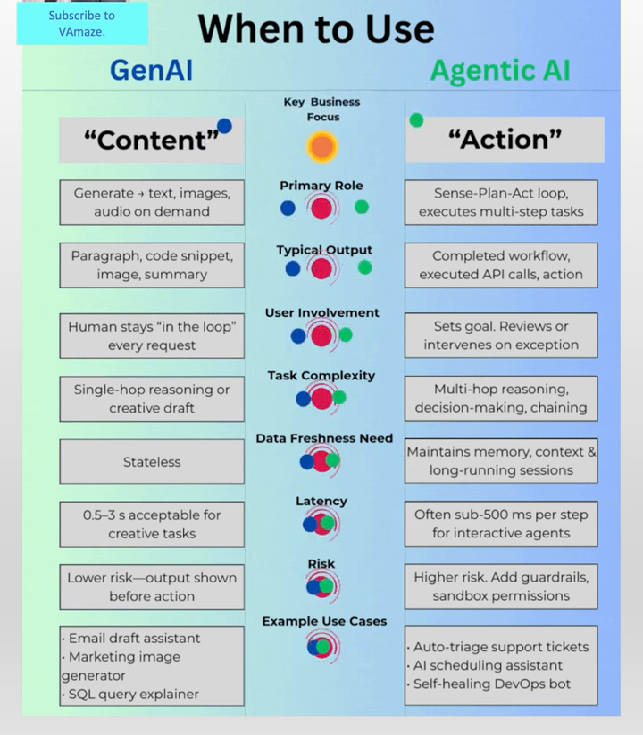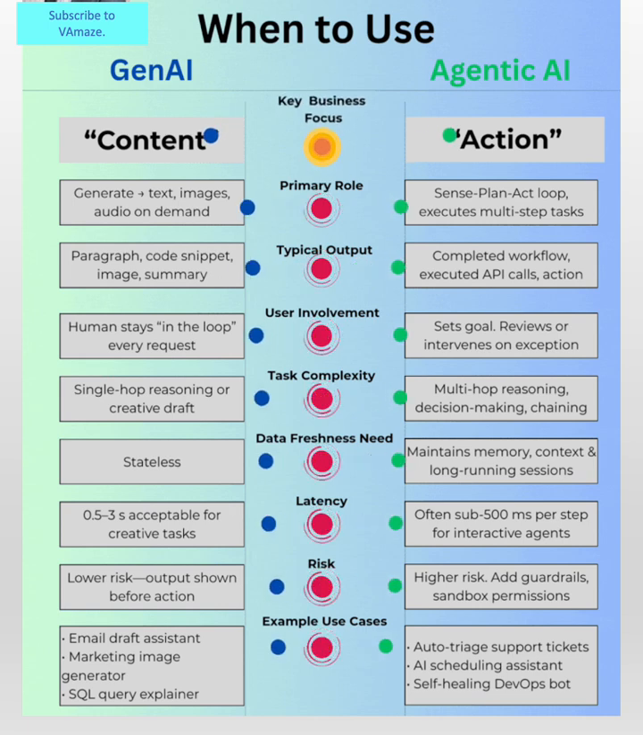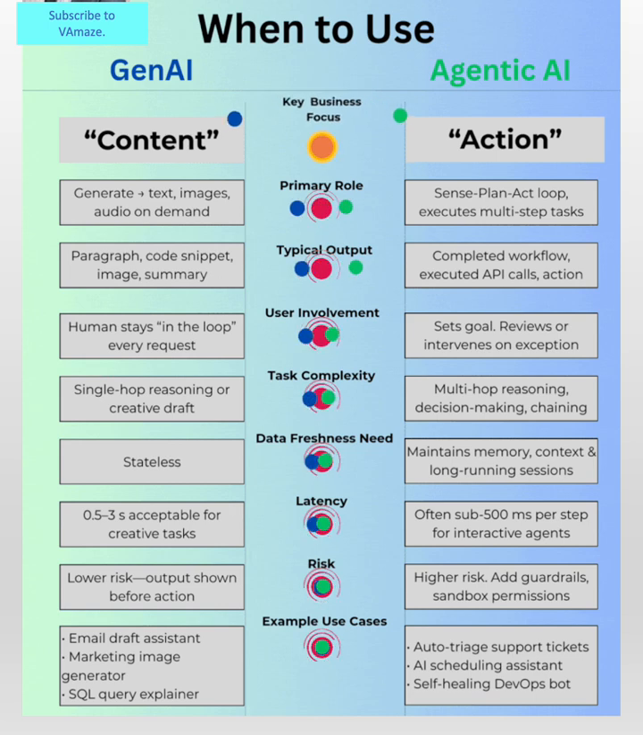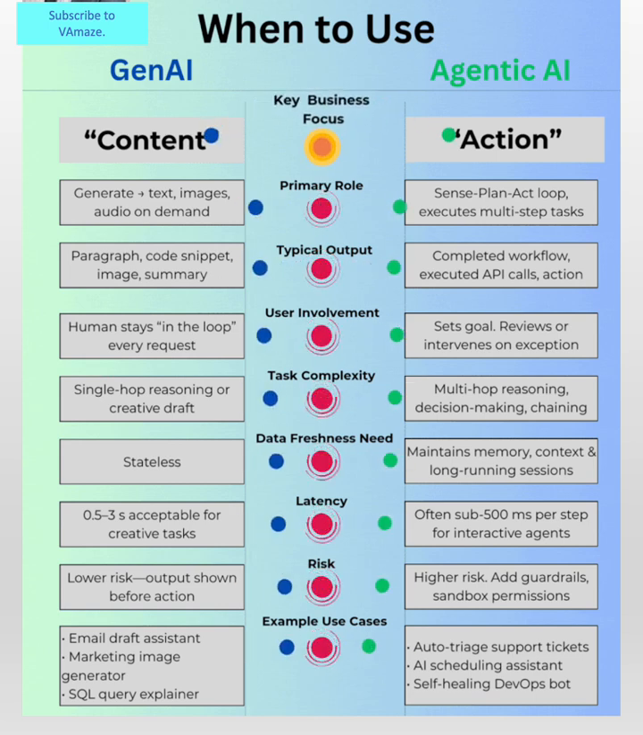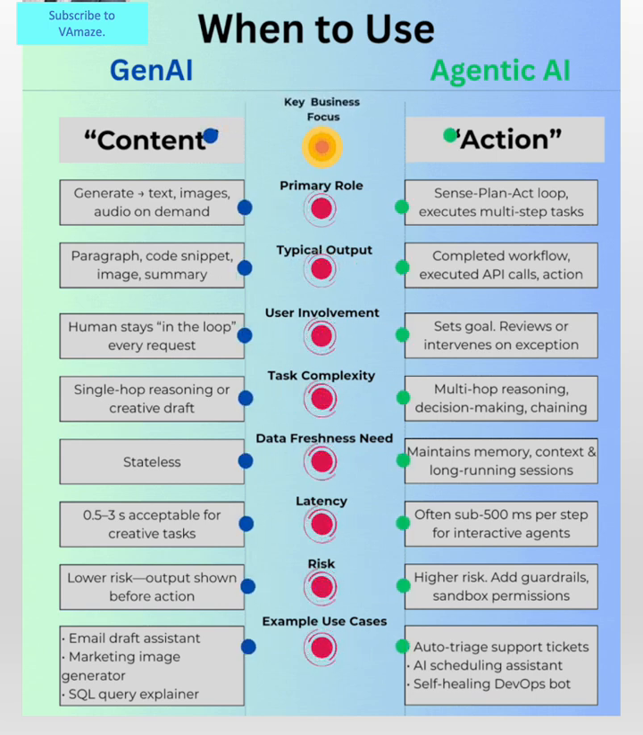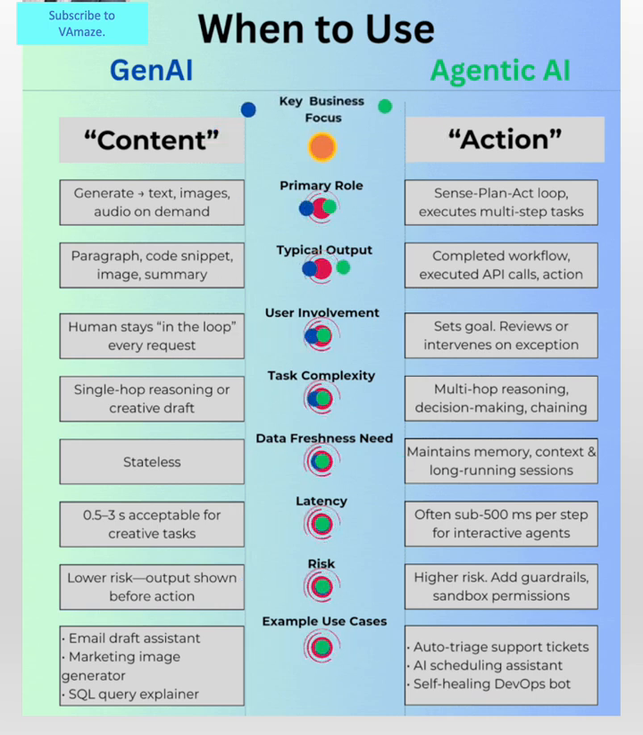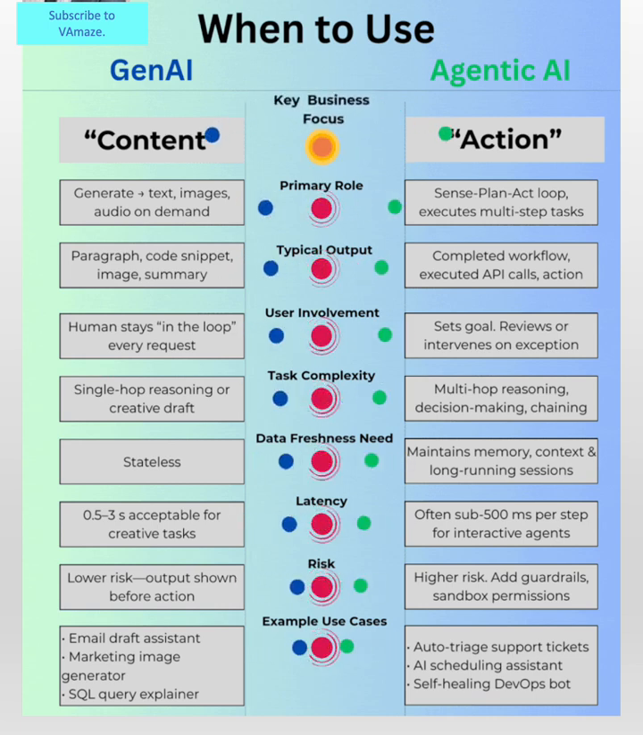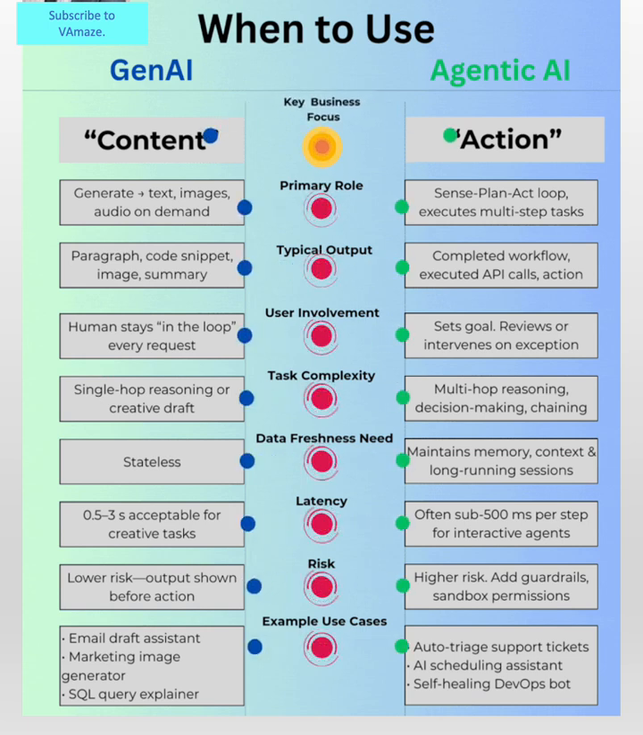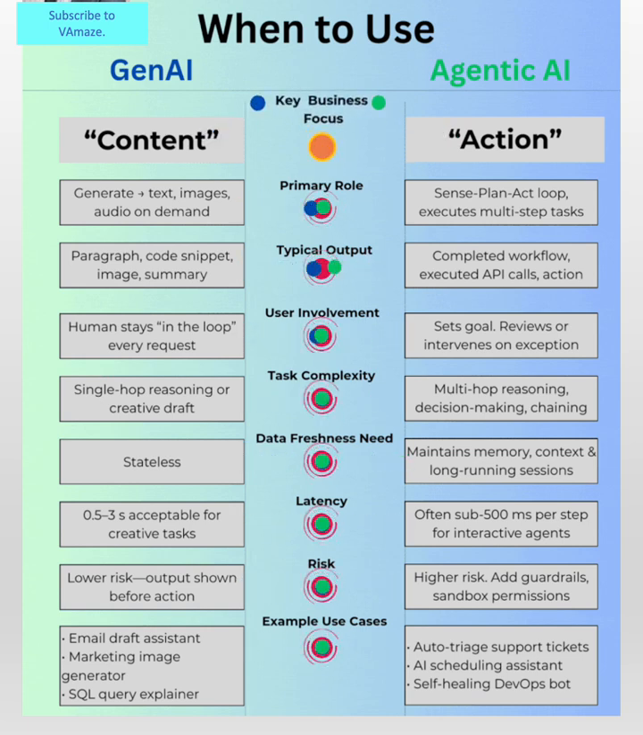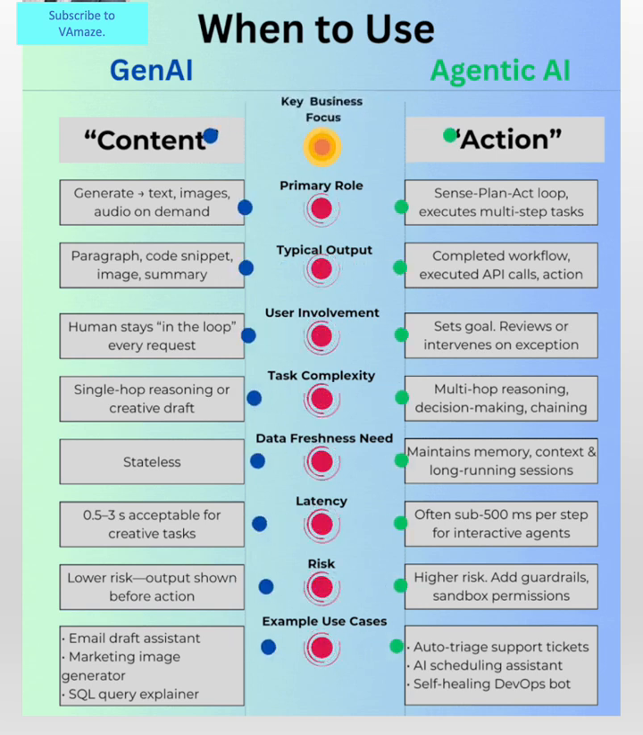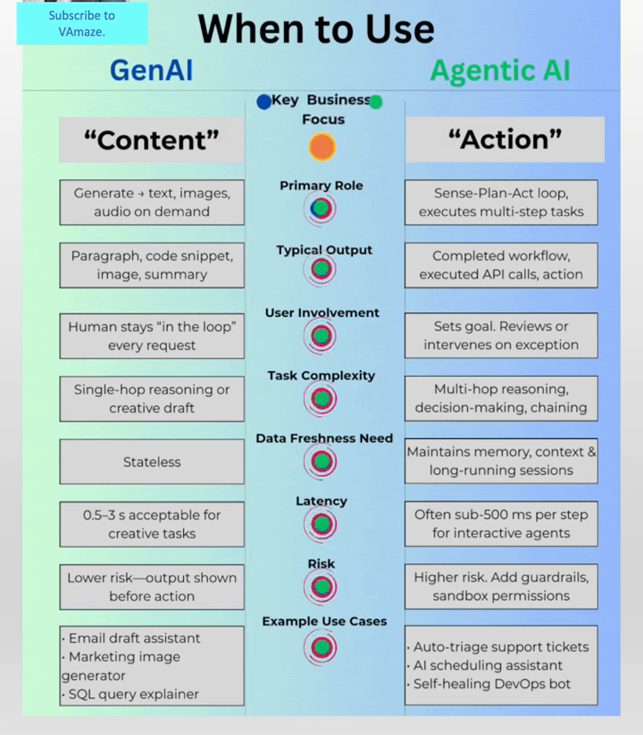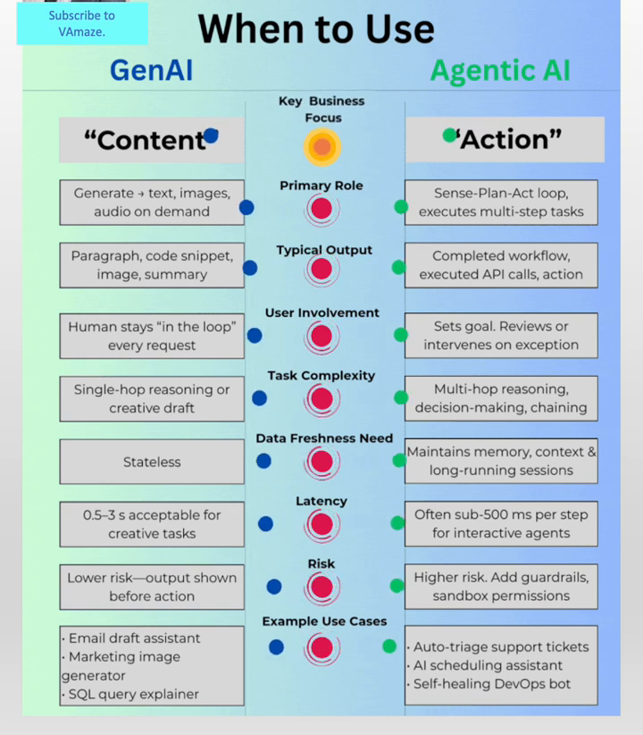User involvement pattern. GenAI operates on a human-in-the-loop model for every interaction. Each interaction requires human input, guidance, and validation. This ensures quality control and allows for iterative refinement, but it also means that GenAI systems don't operate independently for extended periods. Task complexity and reasoning. GenAI excels at single-hop reasoning or creative draft generation. It can take a prompt and generate sophisticated outputs, but it typically works best with clearly defined immediate tasks rather than complex multi-step processes that require ongoing decision-making.